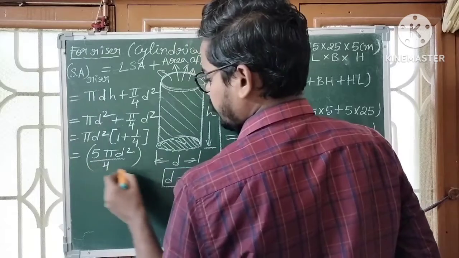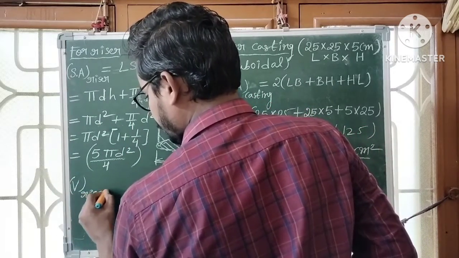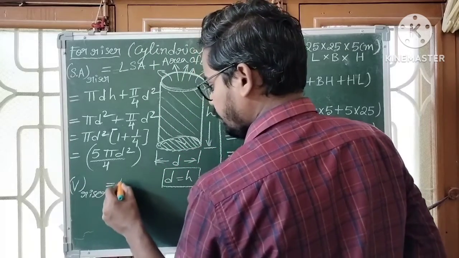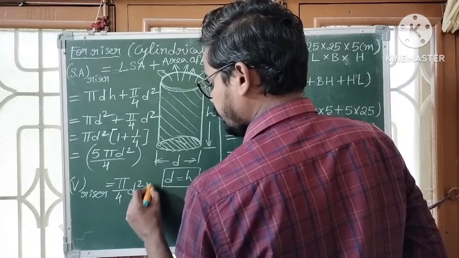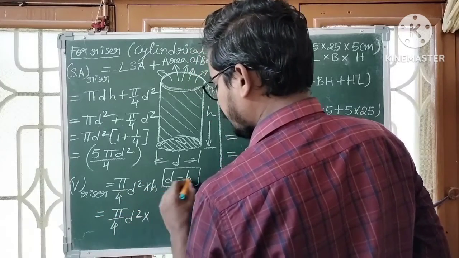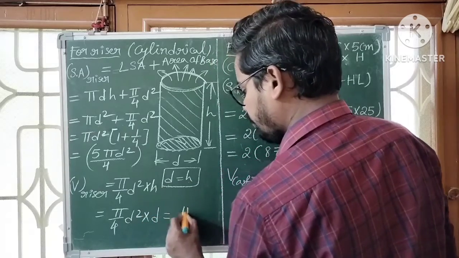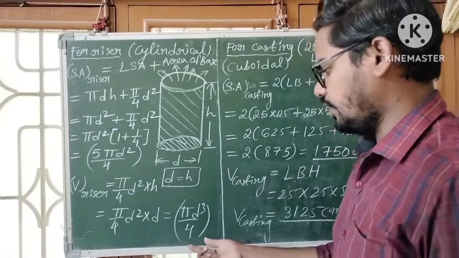Next, this is surface area of riser. Next, volume of riser. So volume of cylinder formula, what is the formula? Pi by 4 into d square into h. So pi by 4 into d square. H is equal to, again h is equal to d. So you will get pi d cube by 4. This is volume of cylindrical riser.